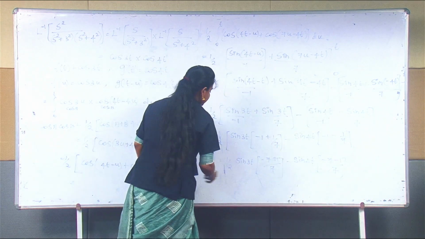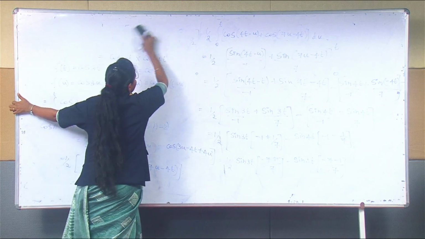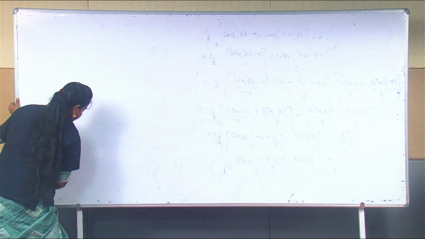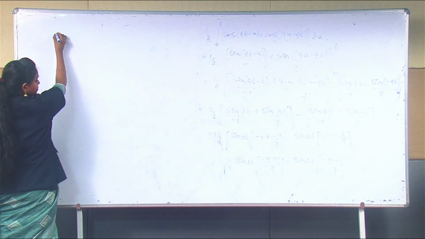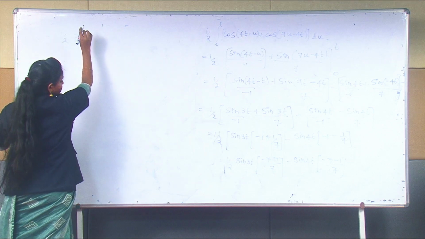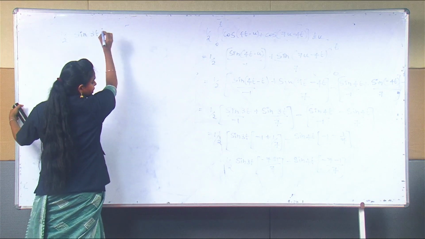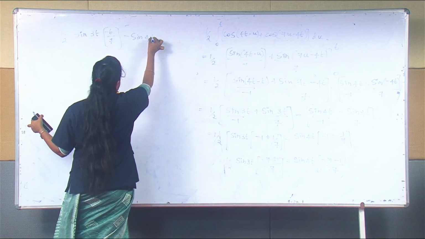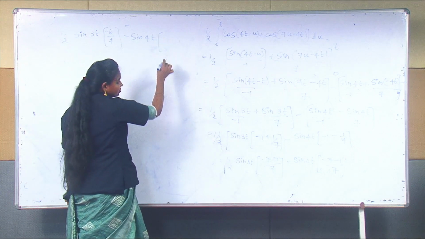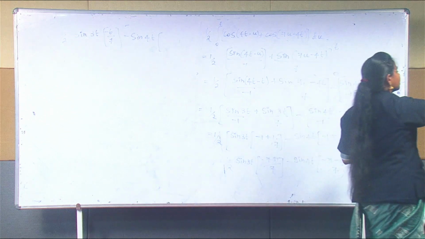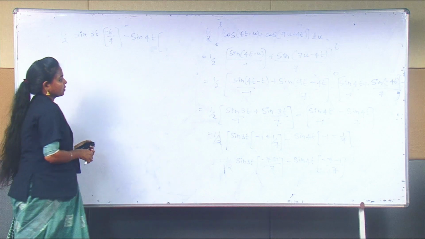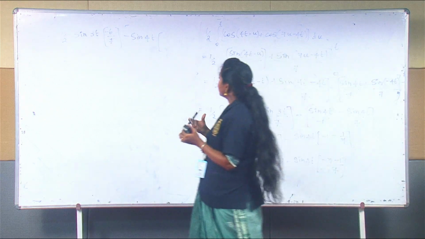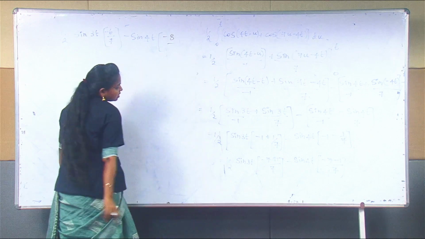Okay, so finally we can write it as 1 by 2 sine 3t, here we are having minus 6 by 7, here we are having sine 4t, and here finally we are having the value of minus 8 divided by 7.